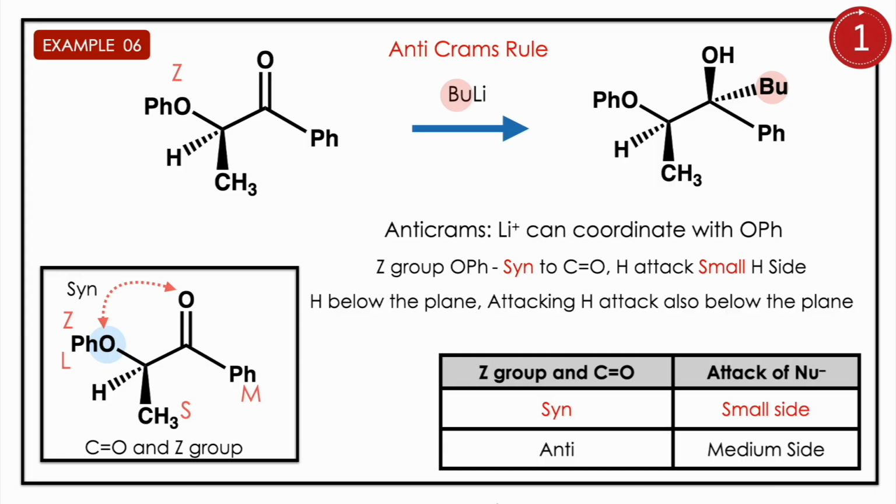Here the small group is hydrogen, so butyl lithium is the nucleophile here. It attacks from the back side. You have the final product which has OH above the plane. So the final product is the anti-Cram product. The concept you have to learn here is that in anti-Cram's rule, you should write the product exactly opposite to Cram's rule.